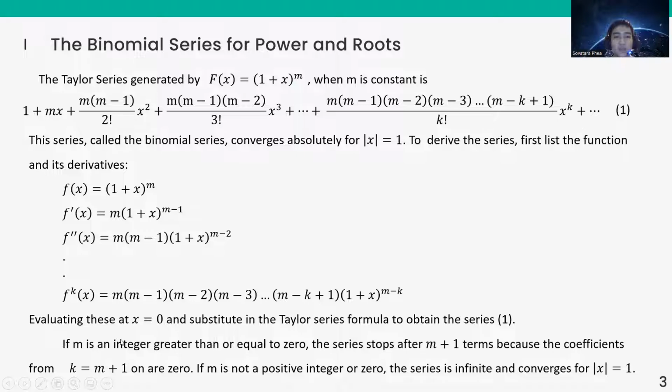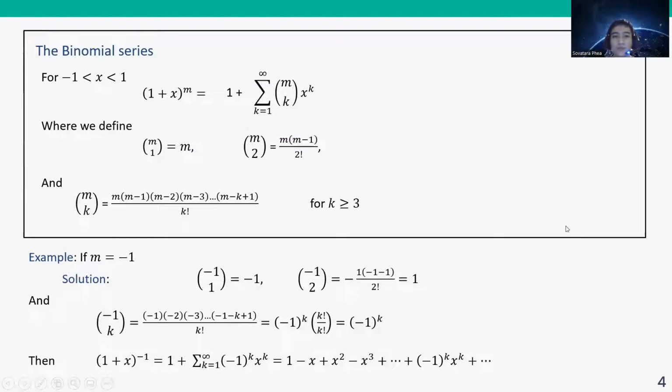If m is an integer greater than or equal to 0, then the series stops after m + 1 terms because the coefficient from k = m + 1 on is 0. If m is not a positive integer or 0, the series is infinite and converges for |x| < 1. Here is the binomial series formula for x between -1 and 1.